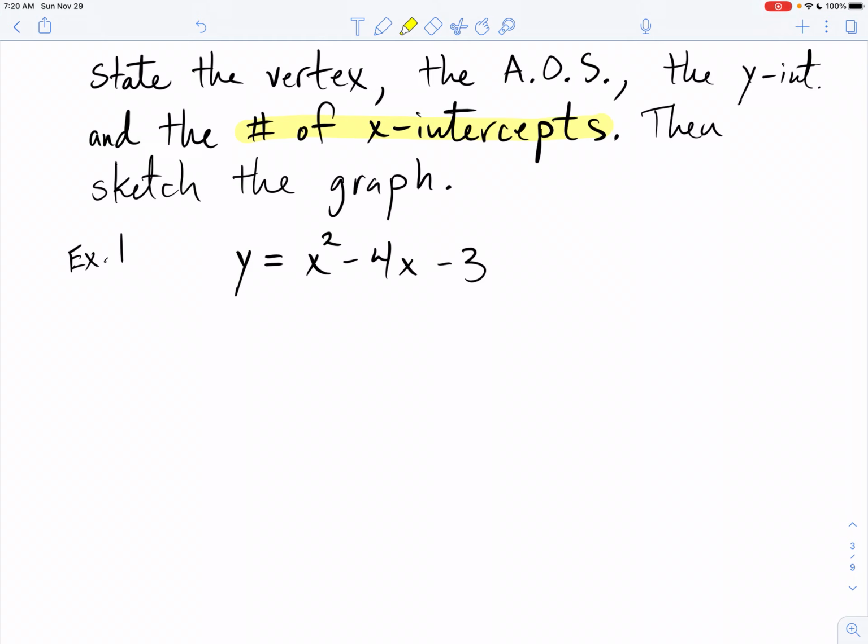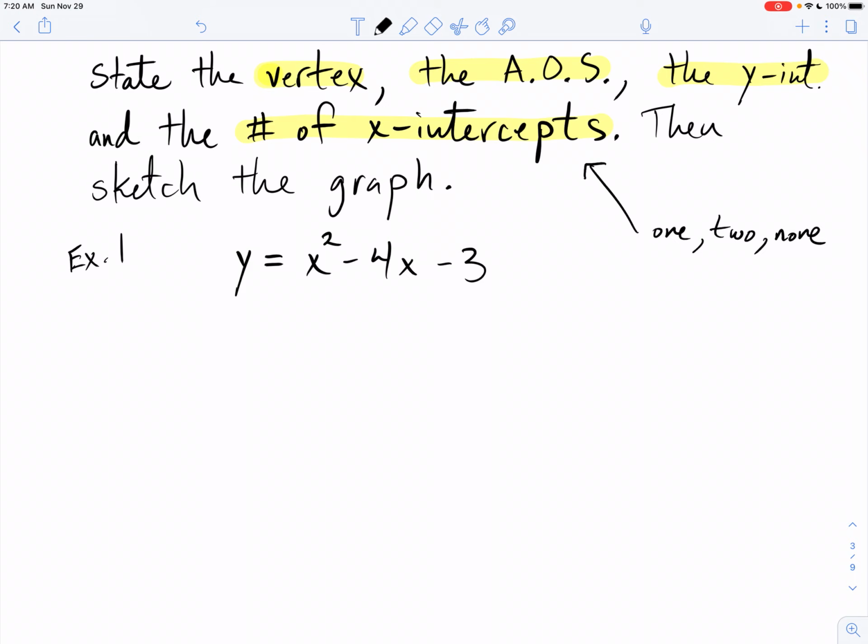But before we get there, let's just go through the basics here and focus on our vocab. What is a vertex? Well, it's the highest or lowest point on the graph. What is the axis of symmetry? Well, that's the center line that cuts our graph down the middle. Y-intercept is self-explanatory. It's where it crosses the y. And then once again, we're just looking for how many x-intercepts there are. And remember, the number of x-intercepts could be 1 x-intercept, it could be 2 x-intercepts, or it could be none. All right, and then we're going to draw a picture.